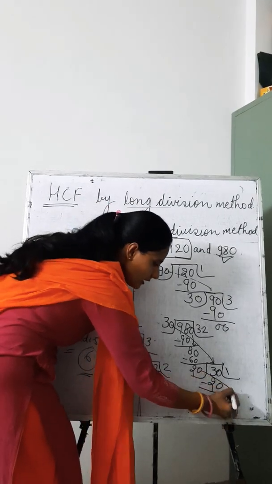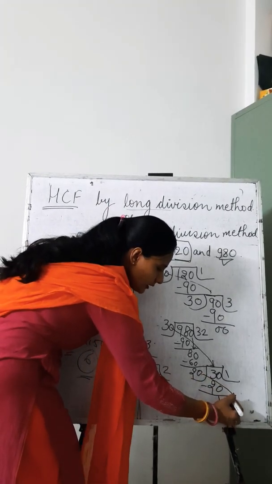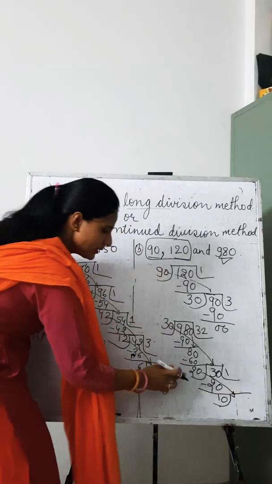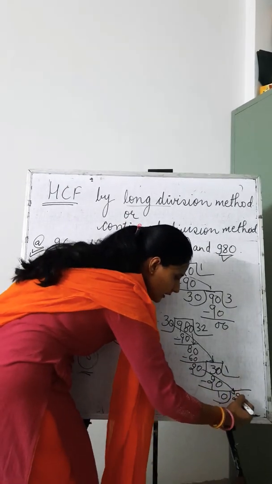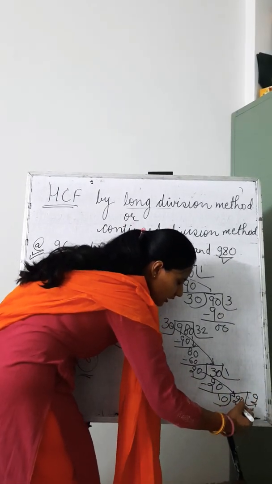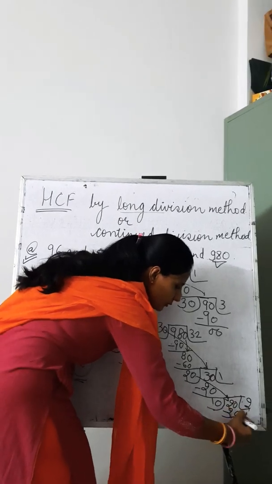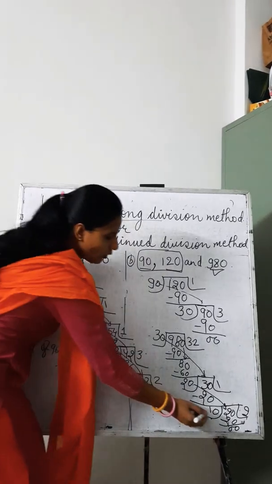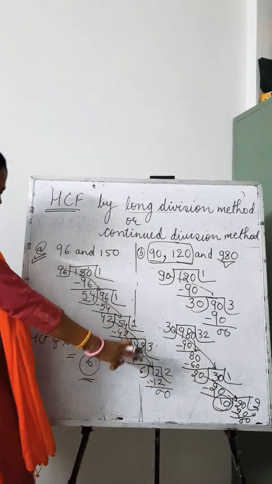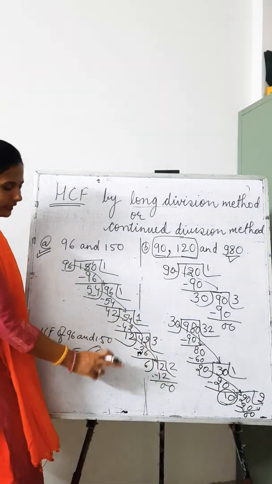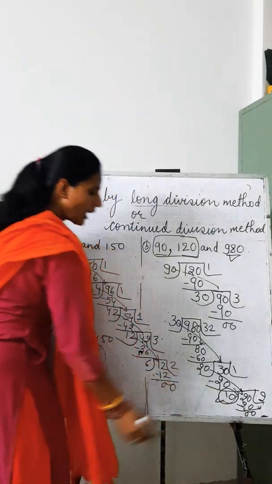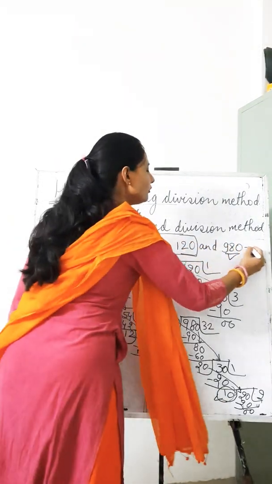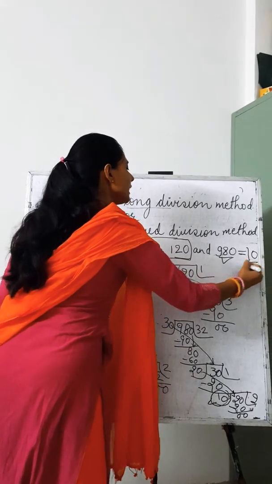This 10 drops, then bring this 20 as a dividend. 10 2s are 20. Subtract it, you're going to get 0. So because of this 10, I got 0 as a remainder. That is why this 10 will be the highest common factor of these 3 numbers.